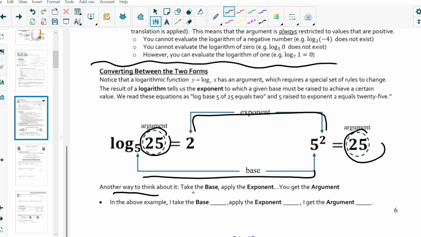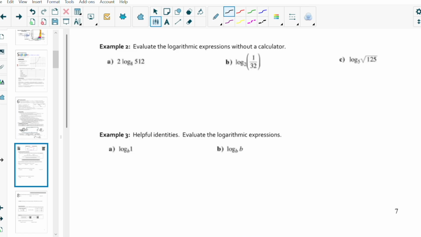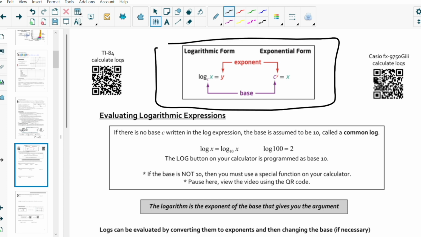Another way to think about it: take the base, apply the exponent, you get the argument. In the above example, take the base, which is 5, apply the exponent, which is 2, and I get the argument, 5 squared, which equals 25. Take the base, apply the exponent, get the argument. Okay, next page. Here's the general statement about how the logarithmic form and the exponential form are related.